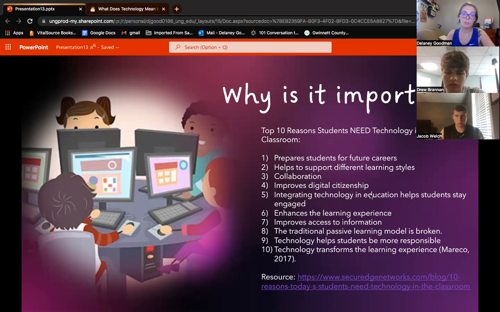The traditional passive learning model is broken. So as I mentioned before, we don't want to just stand up there and lecture. We don't want to hand out worksheets and stuff like that, because students don't want to do that. That's boring. Nobody wants to do that anymore. So by implementing technology, there's a new student-centered approach that we're trying to implement into our classrooms, to where students can be active in their own learning and they can explore new information on their own, and it's not just presented to them in the old traditional way. And lastly, technology transforms the learning experience as a whole.